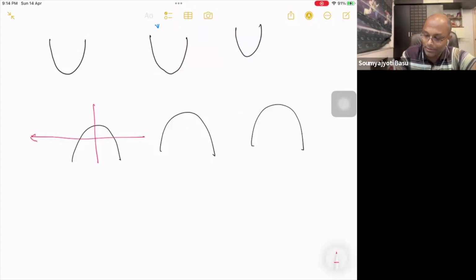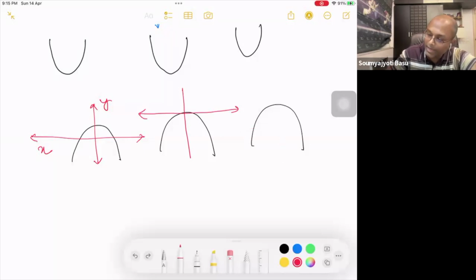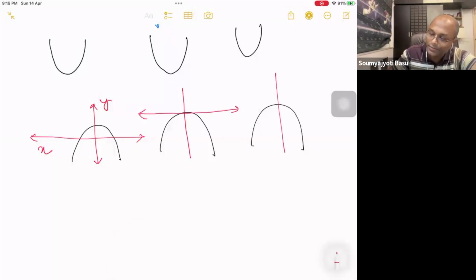So for instance, I may have this kind of scenario where this is the x-axis, the upper one is the y-axis. Here, what is the scenario? The curve has two real roots. I may have this scenario as well, and I may have this scenario. If you have understood the three cases above, you can identify the three scenarios here as well.